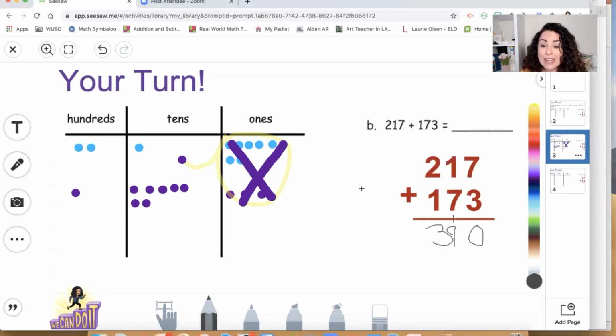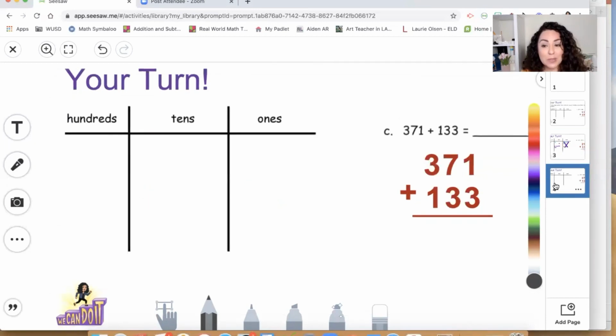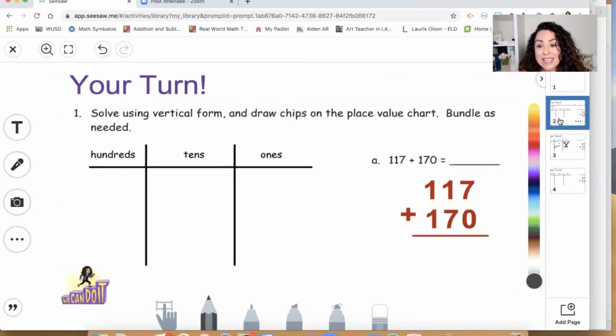You can see that I did the drawing for you here, and then I also solved the algorithm just like that. So the next problem that I want you to solve, you will have to bundle, so make sure you saw how I did that. And on this one, like I said, it's just a gift. You can just add straight down.